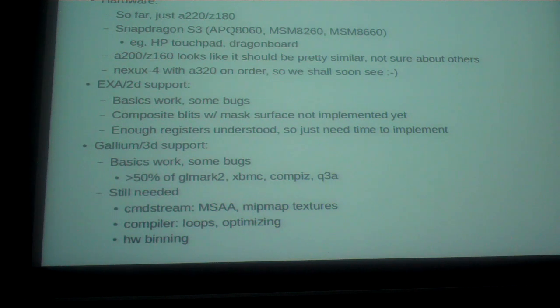For the compiler, I think the main thing I haven't added yet is loops. It's got if-else stuff and enough instructions translated. And then there is some hardware binning support which can optimize it a little bit. The tiling, which Qualcomm calls binning, I'm not using yet. I think that will mainly be a win for cases where you have a huge amount of vertices.